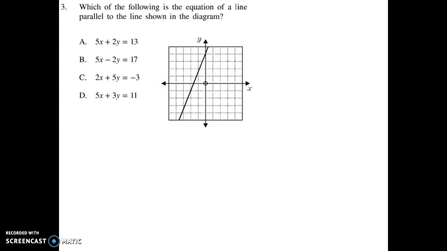Number 3 says, which of the following is the equation of a line parallel to the line shown in the diagram? So it is asking for the ones that are parallel, and if we recall, parallel lines have the same slope. The difference with this one in particular and the ones that we've given you before is that the ones we've given you before have perfect points, but this one does not.